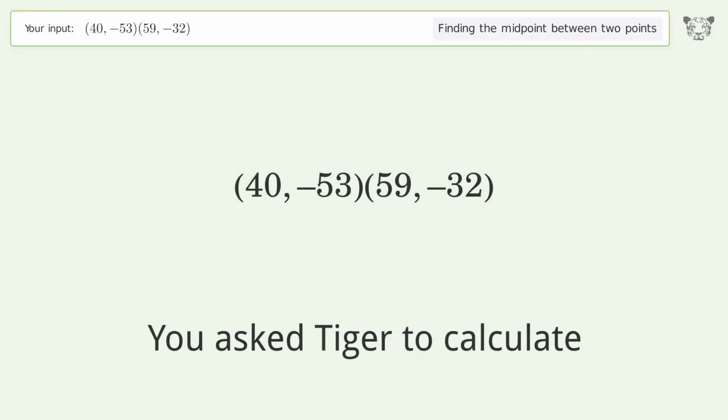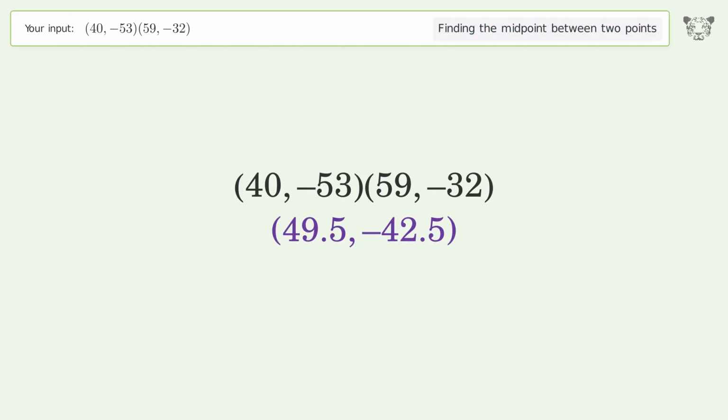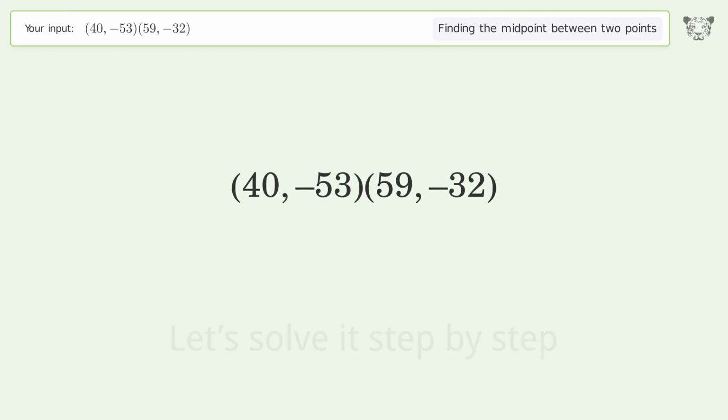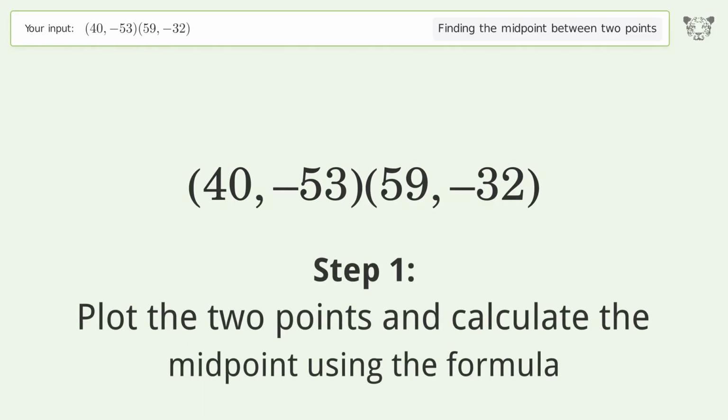You ask Tiger to calculate. This deals with finding the midpoint between 2 points. The midpoint between the 2 points is 49.5, negative 42.5. Let's solve it step by step. Plot the 2 points and calculate the midpoint using the formula.